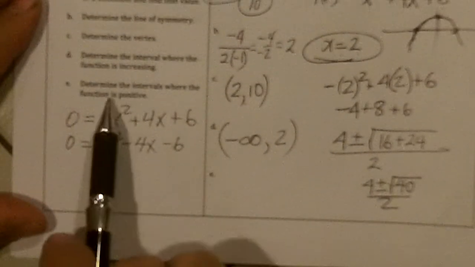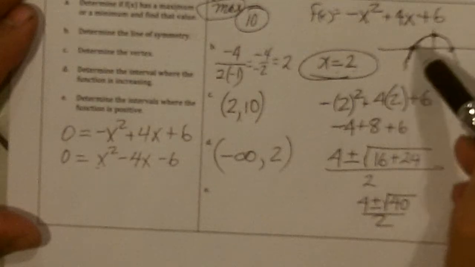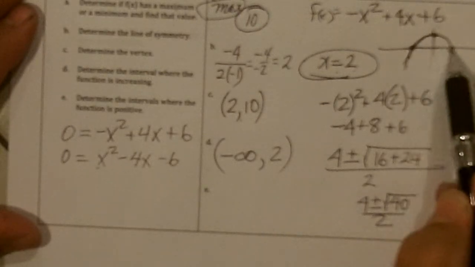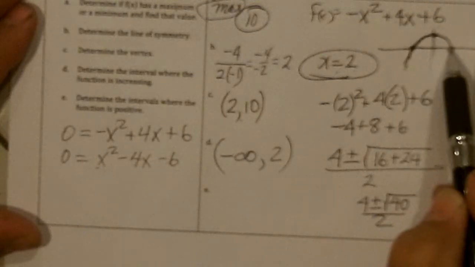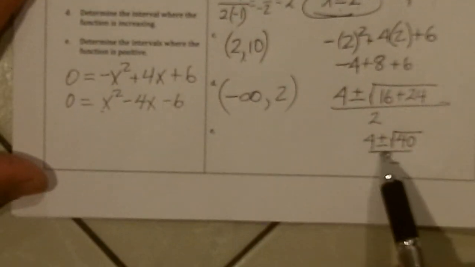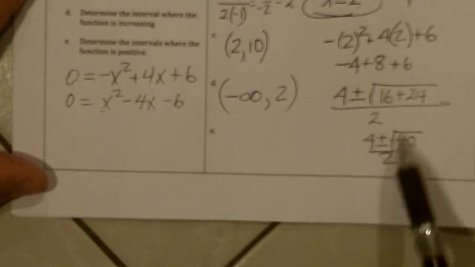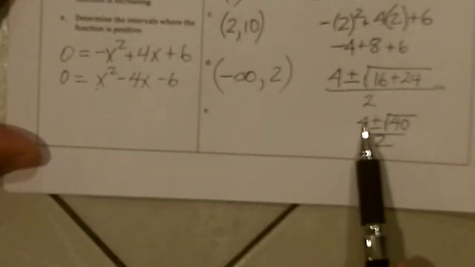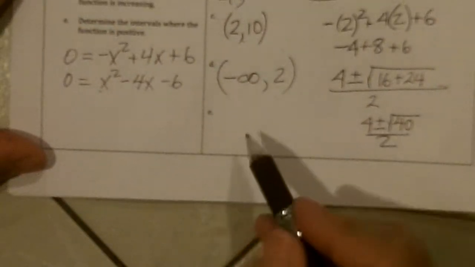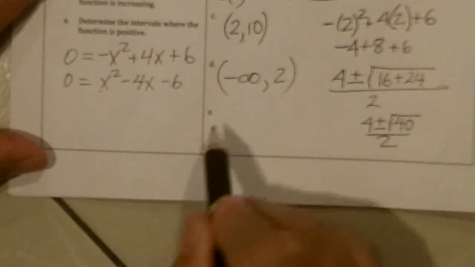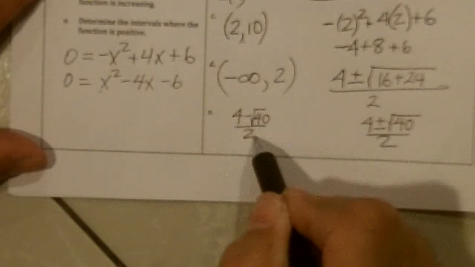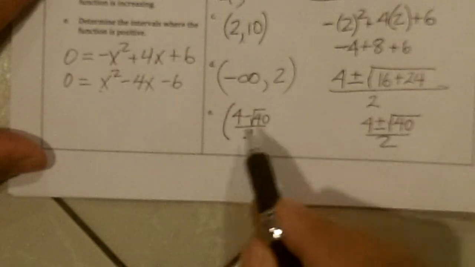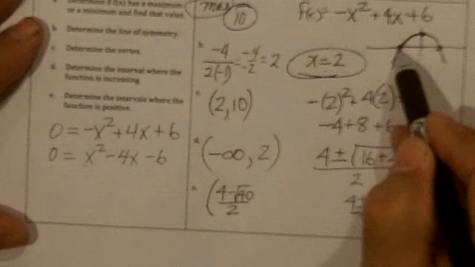And when is it positive? Well, if it's upside down, it's going to be between the two x-intercepts. Positive means greater than 0. And so the small one would be, the one to the left will be the 4 minus the square root of 40 over 2. 4 minus the square root of 40 divided by 2. And it's not going to be equal because that's when it would be 0. And we don't want 0, we want positive.